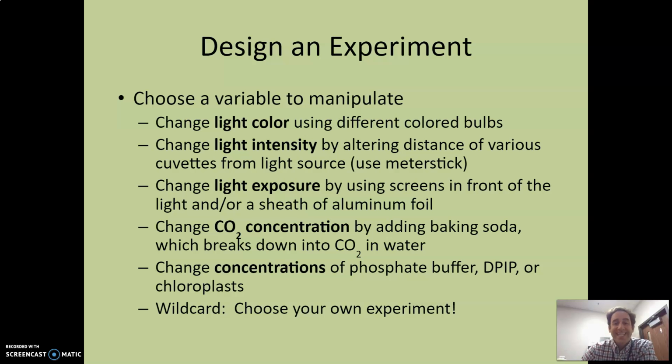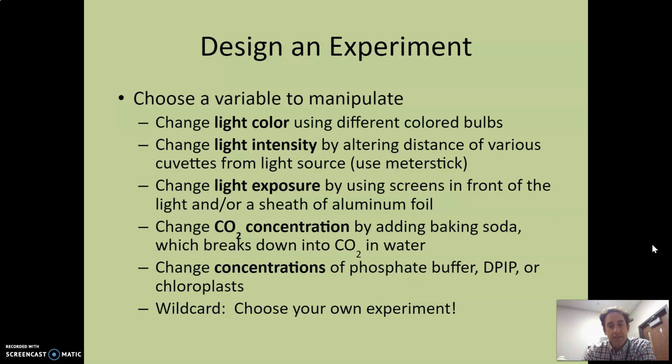You could change light intensity by altering the distance of the cuvettes from your light source. So we have meter sticks, and so you could say, all right, we're going to put this cuvette right up against that beaker of water. This one we're going to put a few inches behind that, and this one a few inches behind that, and you could decide how far back you want.